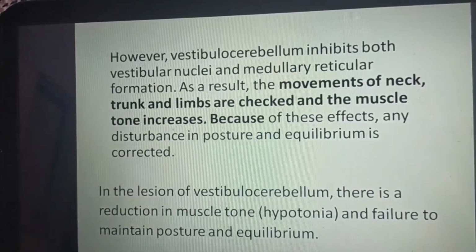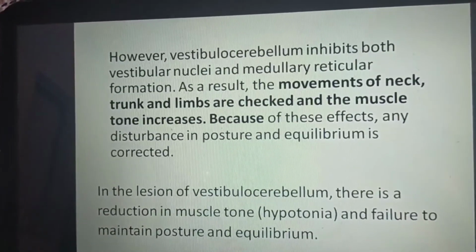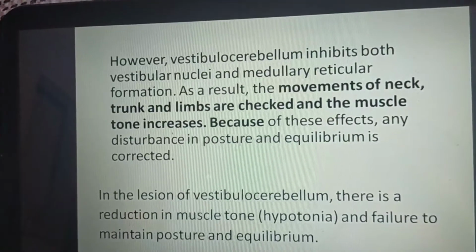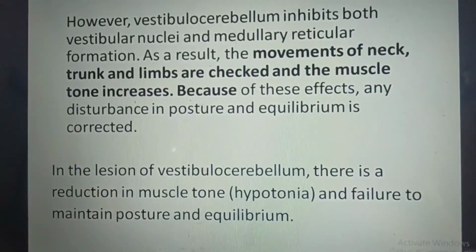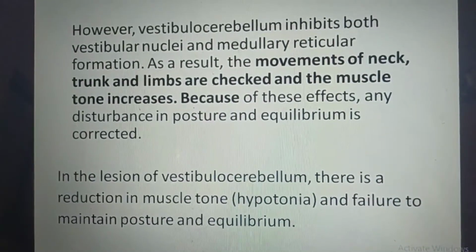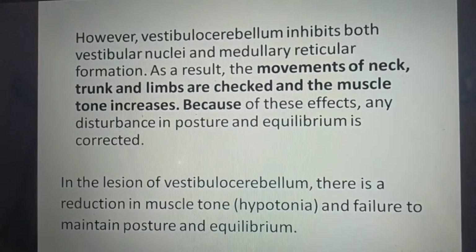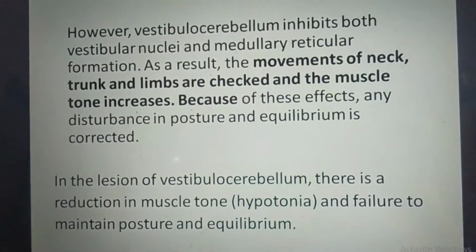As a result, the movements of neck, trunk and limbs are checked and the muscle tone increases. Because of this effect, any disturbance in posture and equilibrium is corrected. In the lesion of vestibulocerebellum, there is a reduction in muscle tone, which is also called hypotonia, and failure to maintain posture and equilibrium.